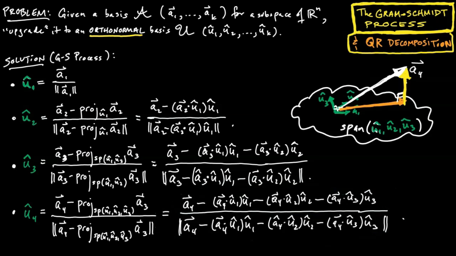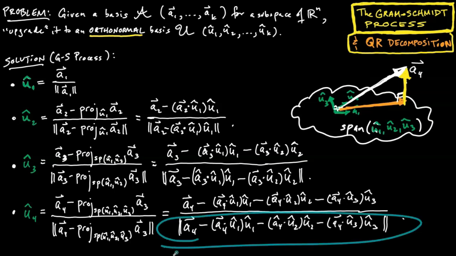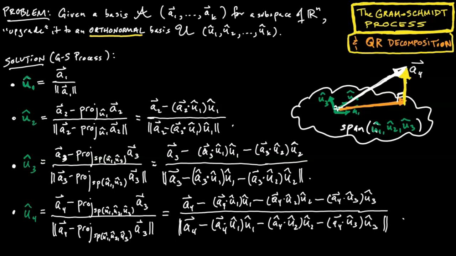Yikes, that is a disgusting expression. And yet, it is still a very, very simple expression, as I hope you understand when we think about it conceptually. The existence of the entire denominator is just to make it unit length. The top is just a vector minus its projections onto 3 different orthonormal vectors. All right, that wasn't so bad, was it? Well, that's the Gram-Schmidt process. That is literally all there is to it.